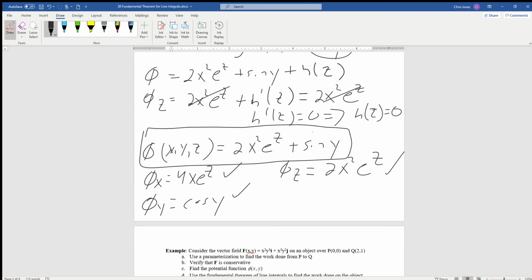All right, so in the last two examples that we're going to work, that's going to be basically tying everything that we know so far to be able to do some of these problems with respect to the fundamental theorem of line integrals.